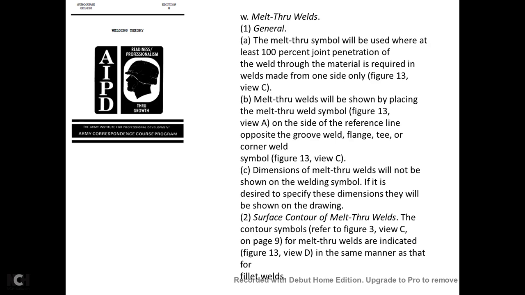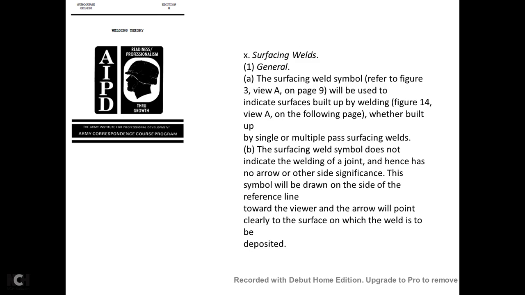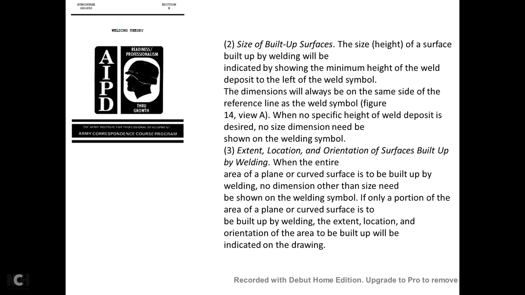Surface contour of melt-through welds. The contour symbol for the melt-through welds is indicated in the same manner as for the fillet welds. X. Surfacing welds. Generally, surfacing welds will be used to indicate the surface built up by the welding. When built up by single or multi-pass surfacing welds, the surfacing welding symbol does not indicate the welding of a joint, hence no other significance. The symbol will be drawn on the side of the reference line toward the viewer. The arrow will point clearly to the surface on which the weld is to be deposited.